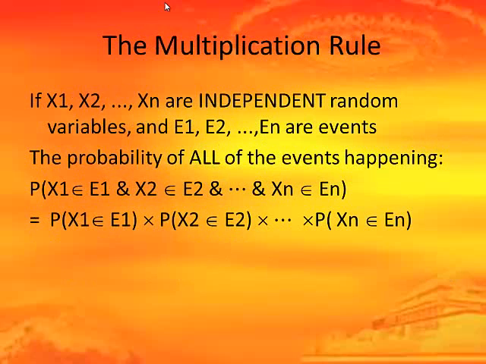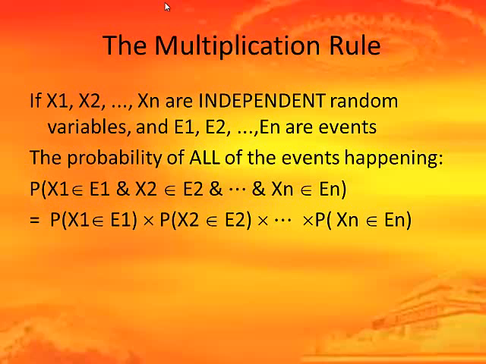Now, the multiplication rule. If you have independent random variables and you have an event for each one of them, so an event is a subset of the outcomes. E1 is the event for x1, which means it's some subset in the set of outcomes of x1. E2 is some subset of the set of outcomes of x2, etc. And so you ask, what is the probability of all of these events happening? What's the probability that x1 takes a value in E1, x2 takes a value in E2, and so on? Then it's just the product of the probabilities. This is the famous multiplication rule.